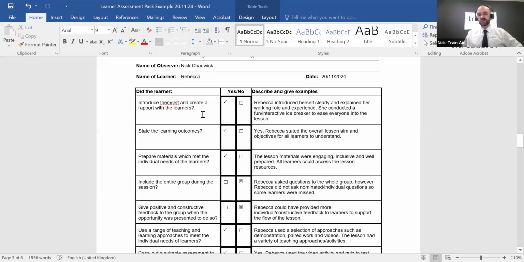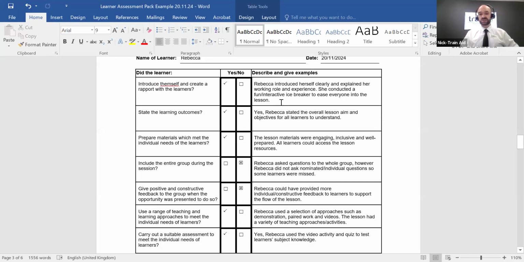Okay, so the first criteria was, did the learner introduce themselves and create a rapport with the learners? I put yes. And so Rebecca introduced herself very clearly and explained her working role and her experience to date. So within the introduction, many of our learners do tend to explain their current role and experience. She conducted a fun icebreaker to ease everyone into the lesson as well. So that's always good to do, a fun interactive icebreaker to ease learners into the class.